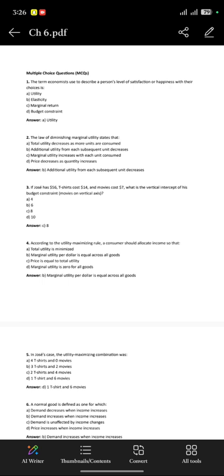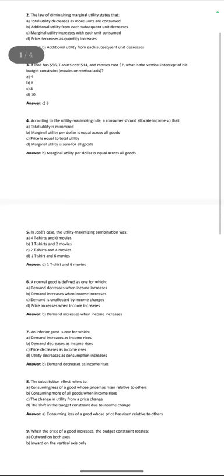MCQs number 4. According to the utility maximizing rule, a consumer should allocate income so that... The answer is option number B. Marginal utility per dollar is equal across all goods. MCQs number 5. In Joe's case, the utility maximizing combination was... The answer is option number D. 1 t-shirt and 6 movies.